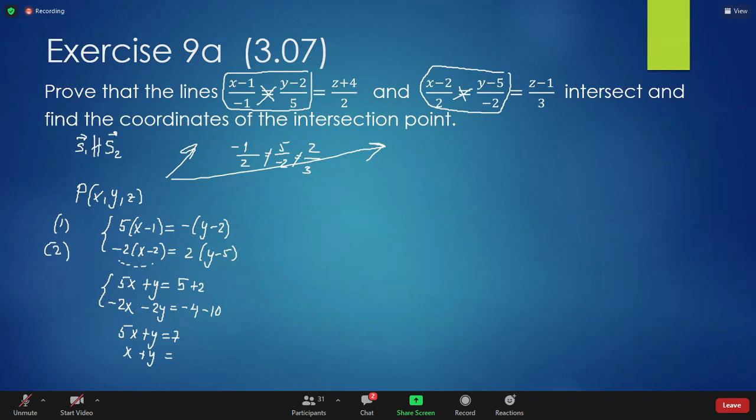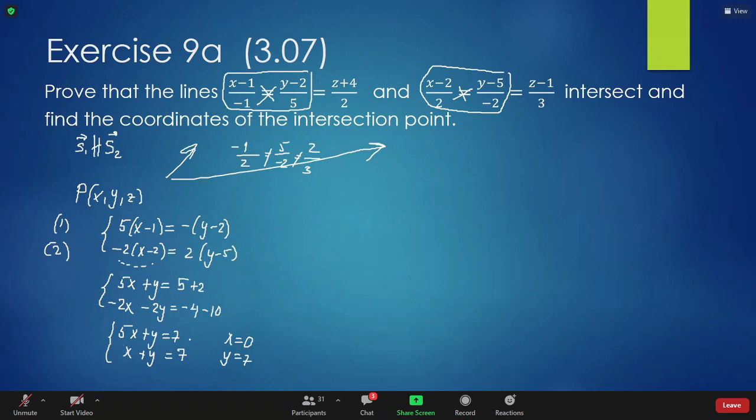Now this is something quite interesting, because if we subtract one equation from the other, we actually get that x is 0 and y is 7 for this point. So if x is 0 and y is 7, we should now try and see what happens with the equations of the two lines when x is 0 and y is 7.